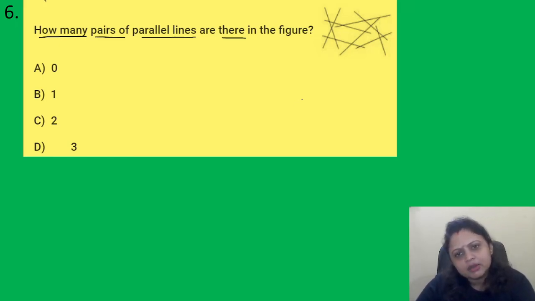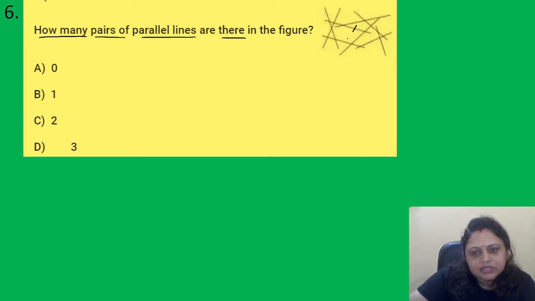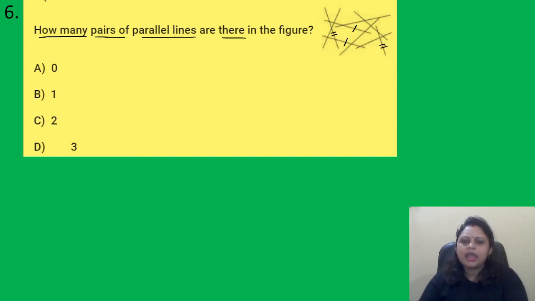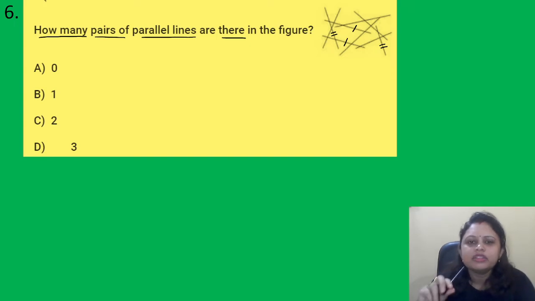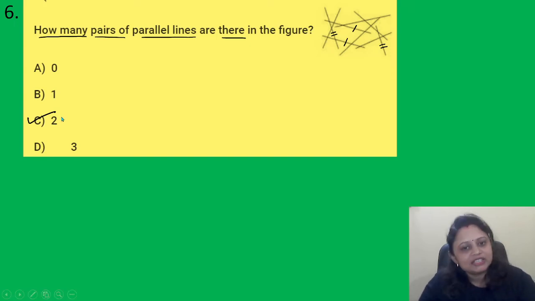Yes, can you tell? Here this is one pair, right? And next, this one is parallel with this one, okay? And I don't think any other parallel lines are there. Do you think so? Yes? No? Right? So here we are having two pairs of parallel lines, okay? So correct answer is option C, that is 2.